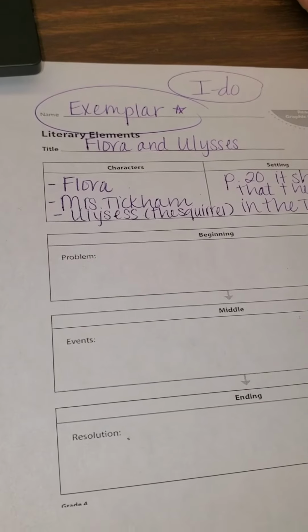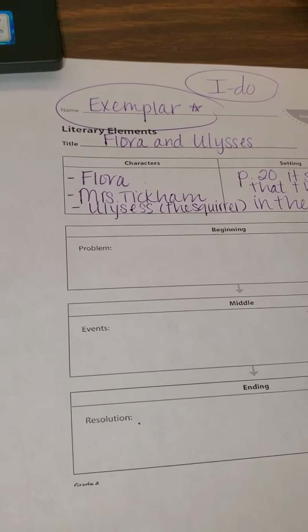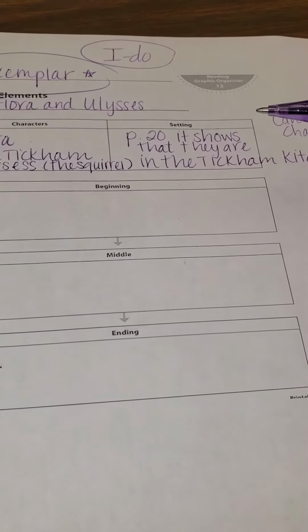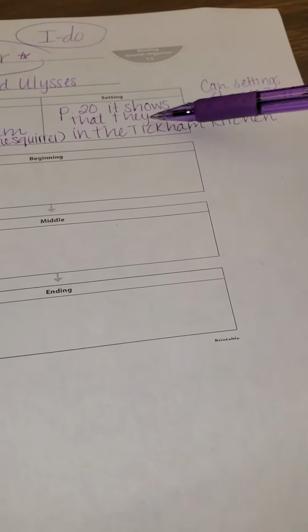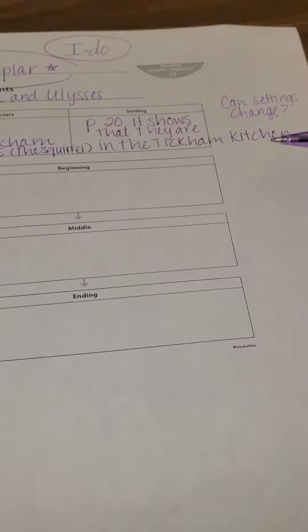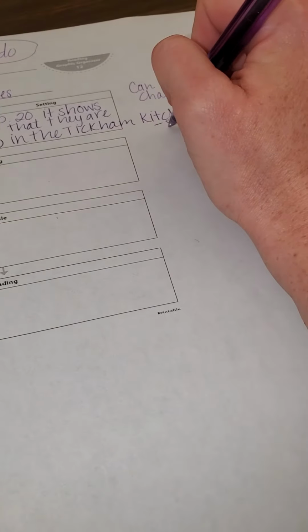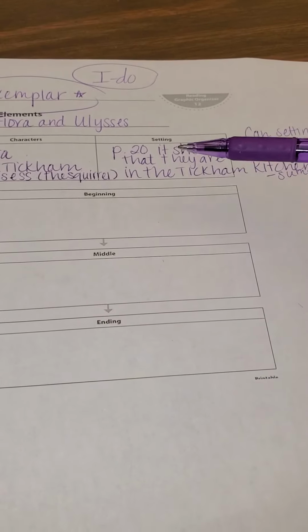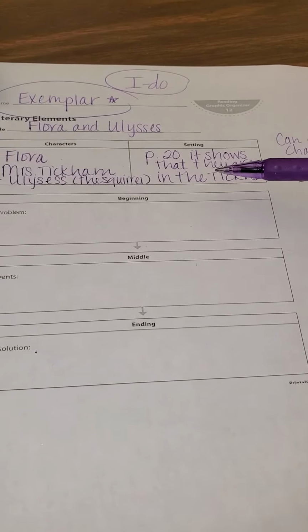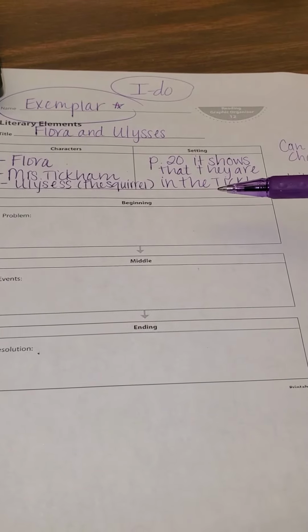Okay, then I'm going to go to the setting. Well, right away, at the very beginning of the story on page 20, before the story actually really starts, it says in bold print on page 20, it shows that they are in the Tinkman kitchen, and it's a late summer afternoon. So I'm going to write summer right here. Okay. And then we're going to see how the story progresses together. Okay, so you guys will write this or type it in your graphic organizer that we are going to use.